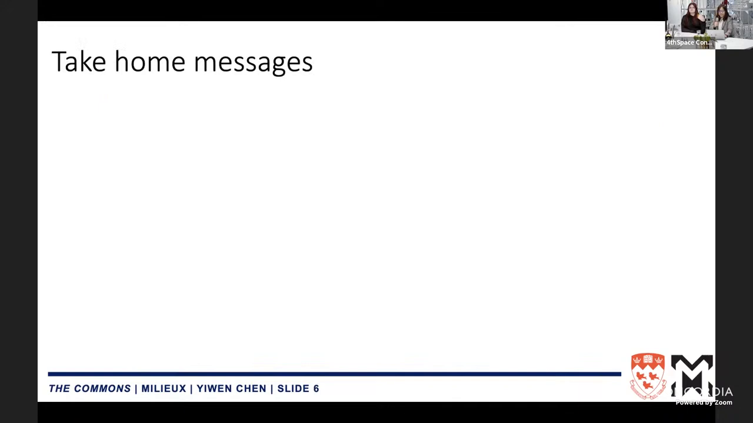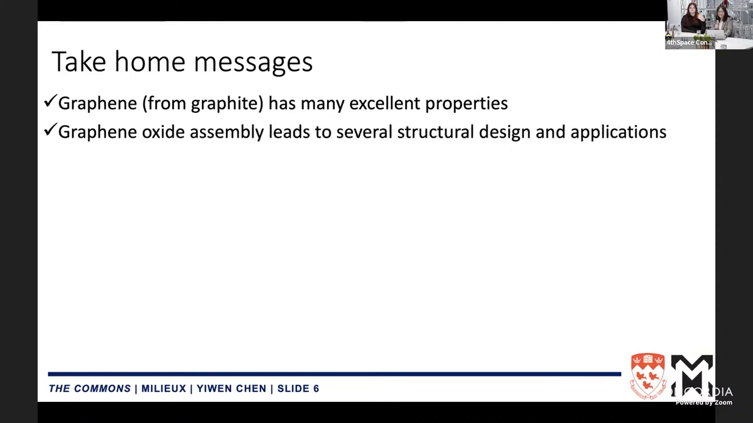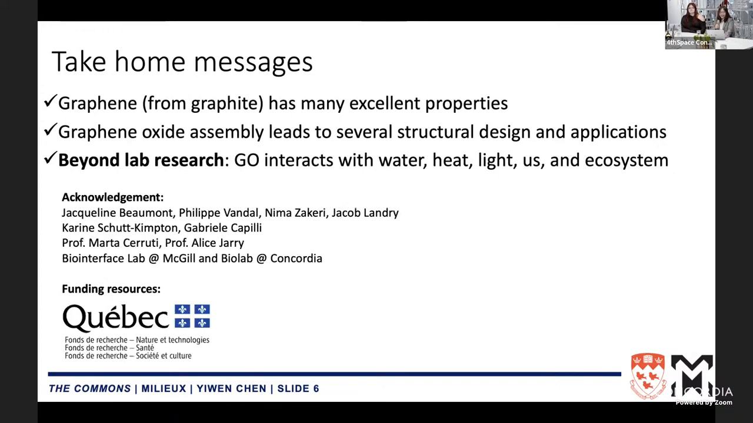And some just very quick conclusions. So graphene has so many interesting properties, and GO assembly leads to several different architectural designs and applications. And beyond lab research, GO interacts with water, heat, light, us, and the ecosystem. So I'd like to thank our collaborators and our funding resource, and thank you for your attention.